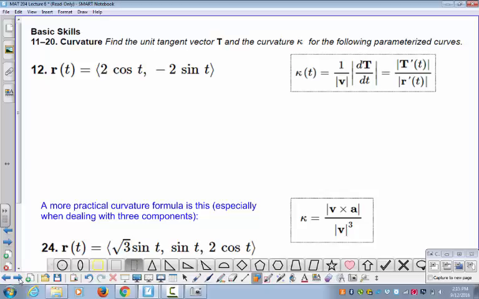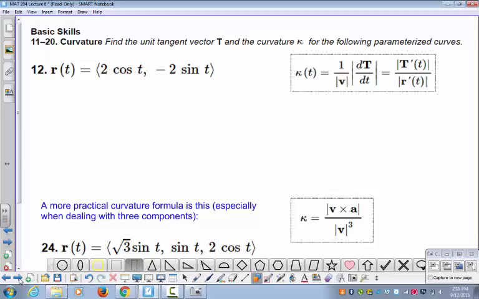That builds you a whole new vector. But then you have to take its derivative to get that, and then you have to take its length. So there's a lot of those steps going on, whereas here you get r, find v, find a, cross them, and then divide by the cube of the speed. That's going to be a lot faster.